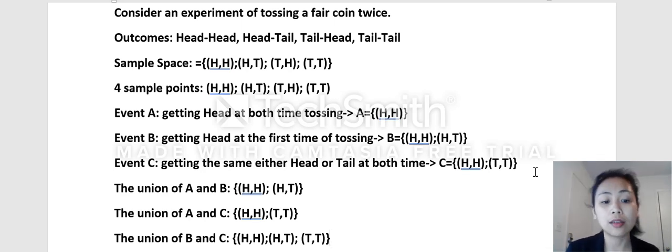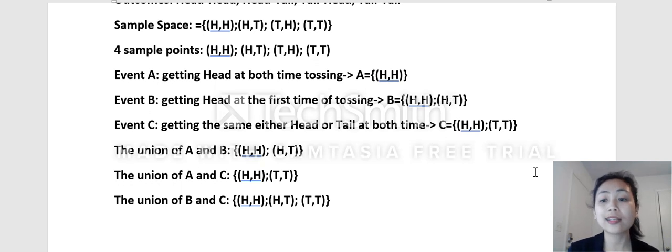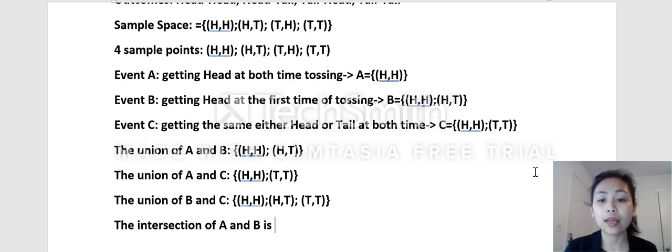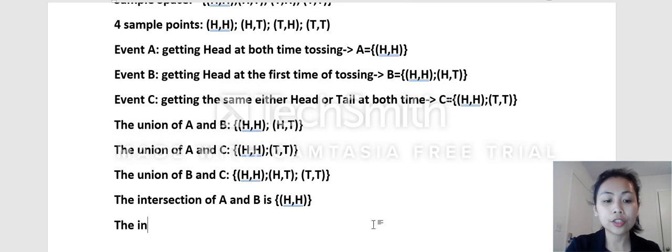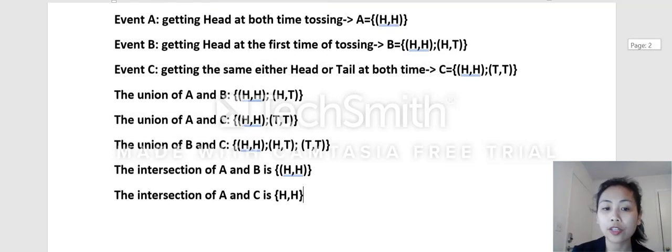So this is how you define the union event. And the intersection is basically just the event of both events occurring. So the intersection of A and B is what? A and B have one intersection, right? That is head-head. So that is one single point, head-head. And the intersection of A and C is also just head-head, right? You see that? So now we go back to the definition.